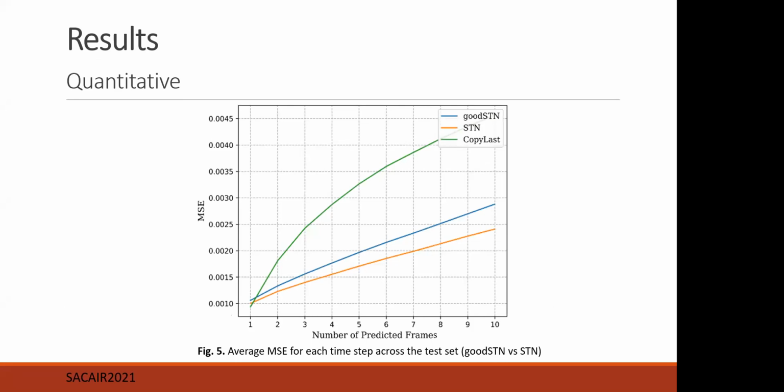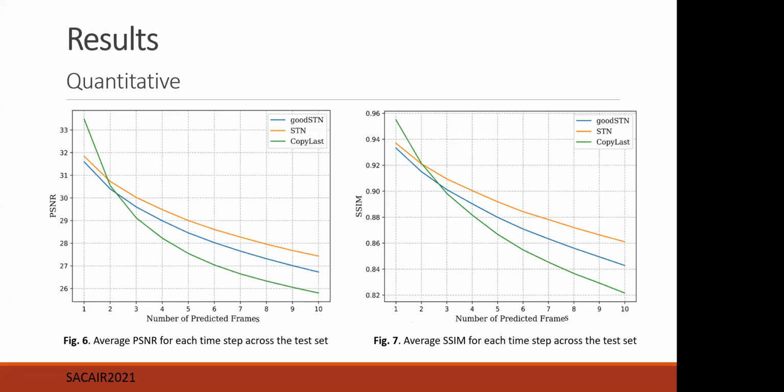A further analysis was done to see how the quality changes as more and more frames are predicted into the future. As seen here, the quality sharply degrades after the second frame is predicted. This is because the model now has to make predictions based on predictions, and errors are sort of propagated through the model. And this is also seen for the peak signal to noise ratio and the structural similarity index.